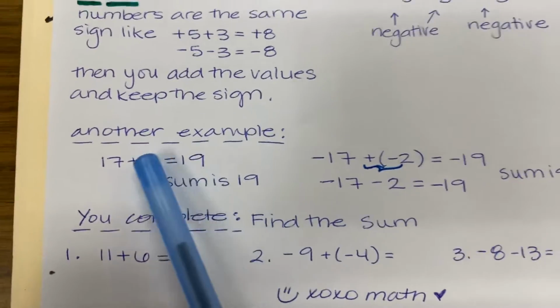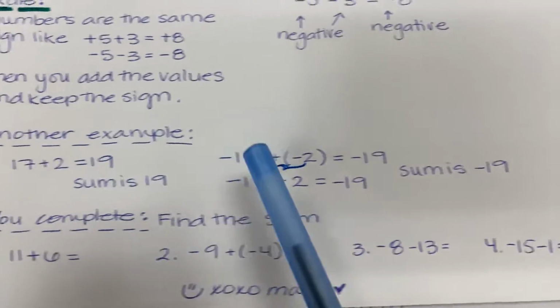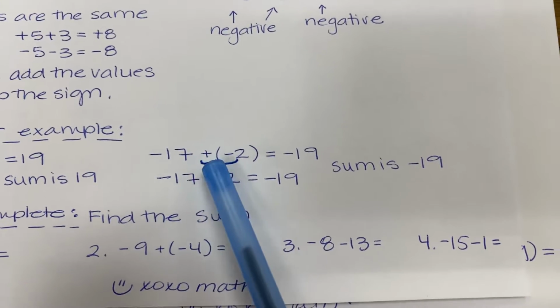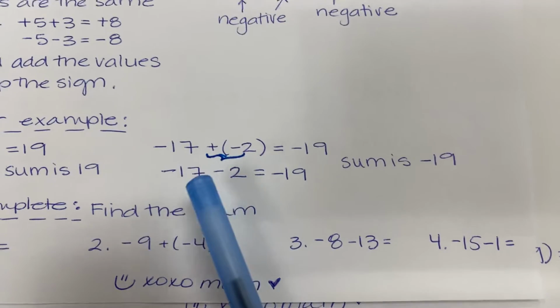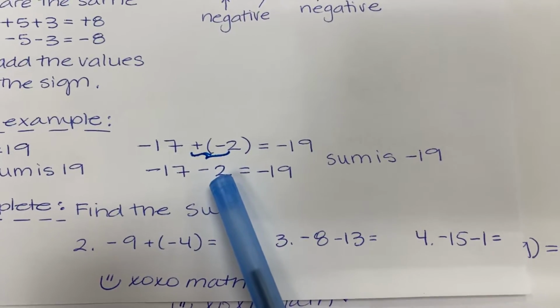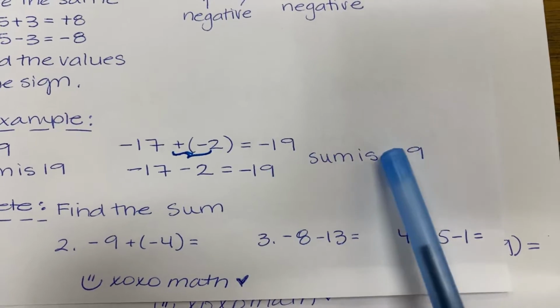Okay, another example, 17 plus 2, the sum is 19. -17 plus a -2, right? A positive times a negative is a negative. So -17, -2, my sum is -19.